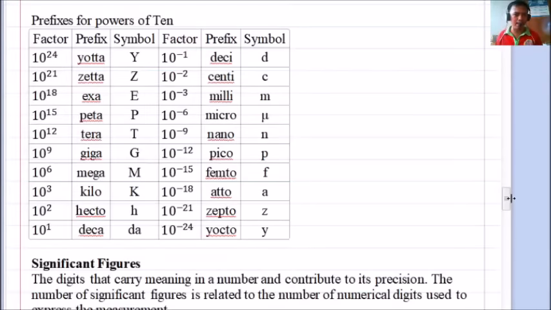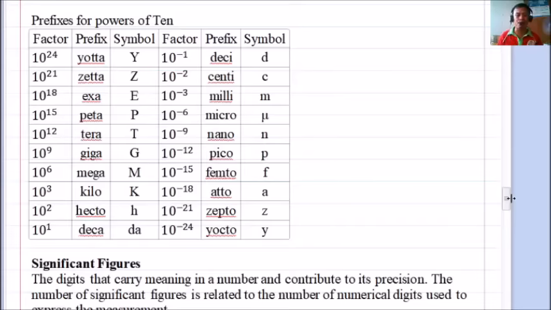Mega, M, 10 raised to 6. Kilo, 10 raised to 3. Centi, 10 raised to negative 2. Milli, 10 raised to negative 3. Micro, 10 raised to negative 6, nano, 10 raised to negative 9, at minsan 10 raised to negative 12, pico. So, yan lang yung mga ilan sa kanila, pagdating po sa prefix for powers of 10.